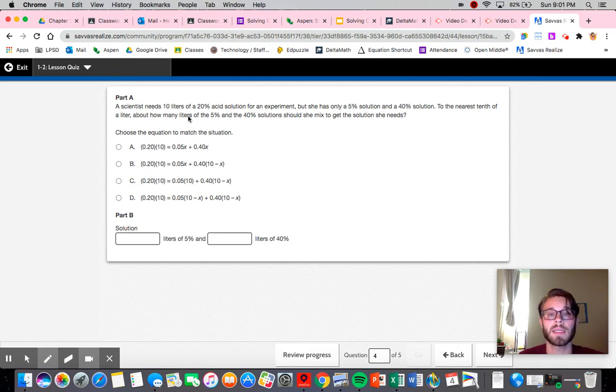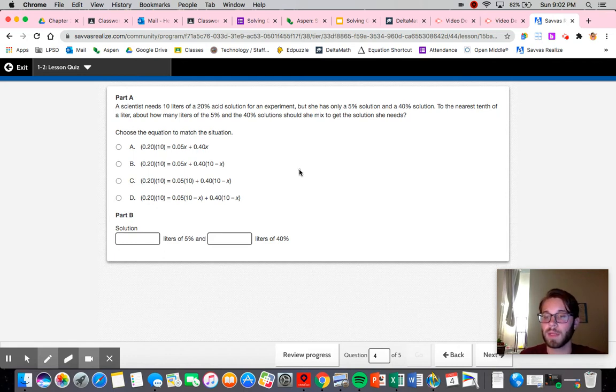A scientist needs 10 liters of a 20% acid solution for an experiment, but she only has a 5% solution and a 40% solution. To the nearest tenth of a liter, about how many liters of the 5% and the 40% solution should she mix to get the solution she needs?